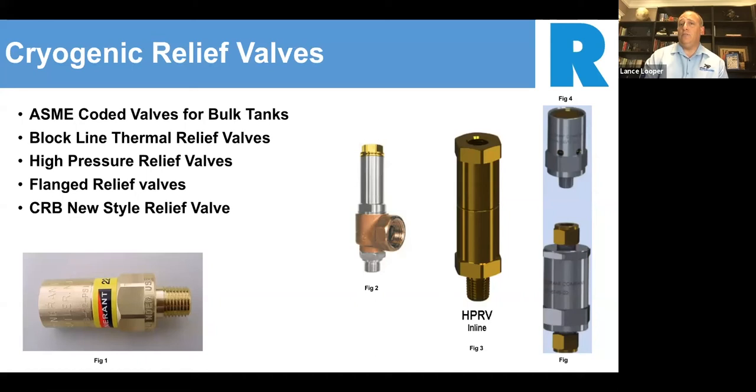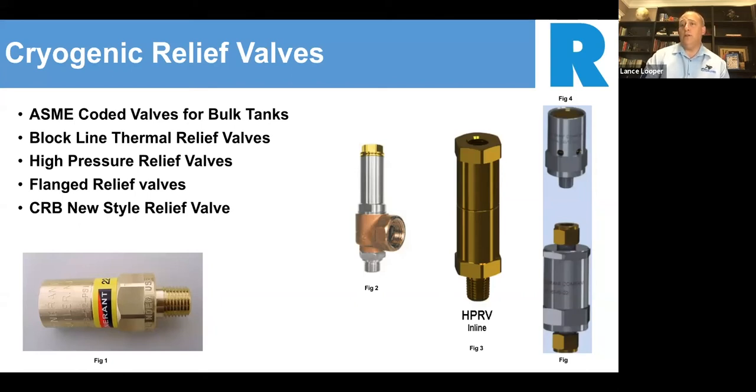This particular one's made by Hiroshi. You probably see a lot of these on the tanks. They basically sit atop of what we call a cryo tree or a diverter valve, and it's basically the safety system for your tank. We also offer a high pressure relief valve. We've got a lot of different products for that.